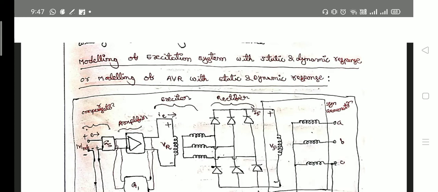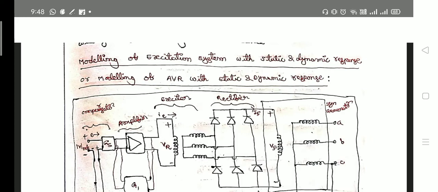Next topic is modeling of excitation system with static and dynamic response, or modeling of AVR with static and dynamic response. It is a very important question, asked many times in previous question papers. So listen carefully. He is asking modeling of excitation system with static and dynamic response, or modeling of AVR with static and dynamic response, or directly asking modeling of AVR. Explain the modeling of AVR.